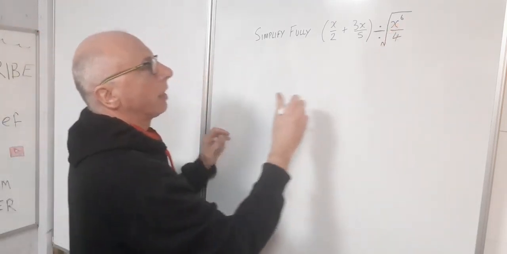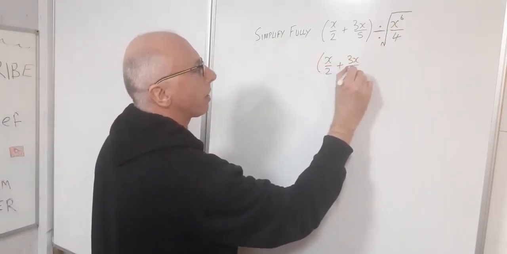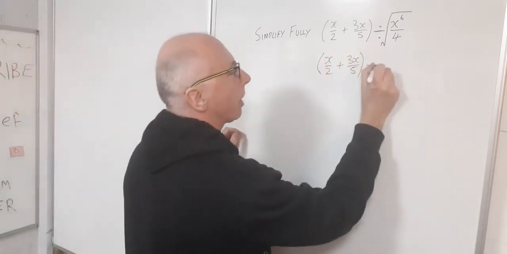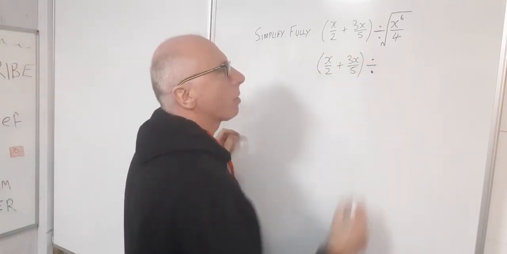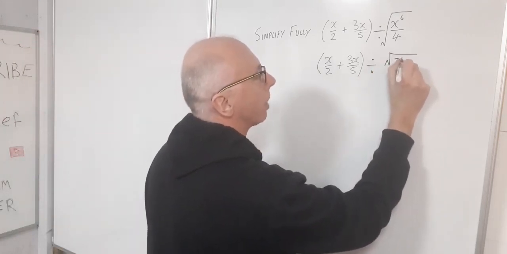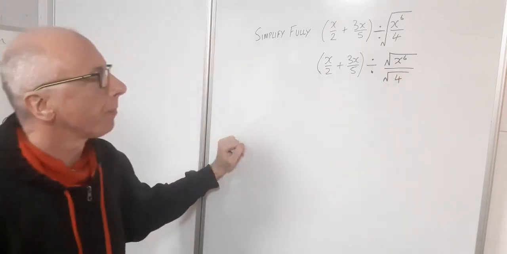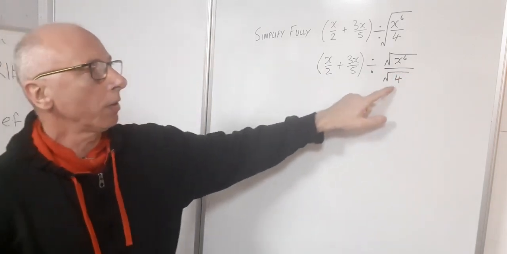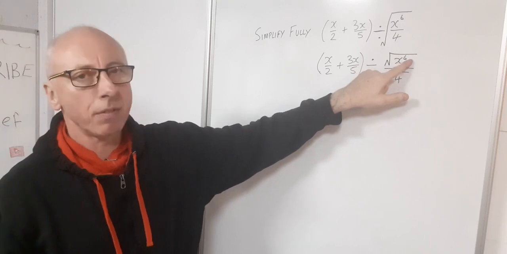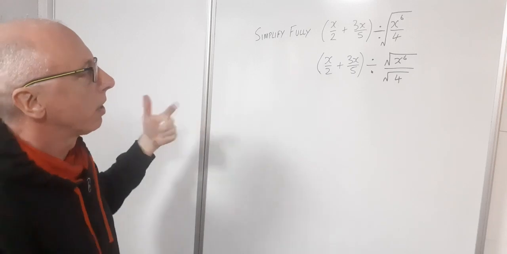So what I could rewrite that as is x over 2 plus 3x over 5. I've not changed anything yet. The divide by sign I can leave. And now this square root, there's a property of square roots which I can use here, and I can write that as two square roots in a fraction. So the square root of x to the 6 divided by the square root of 4. Now I can take the square root of both of these and get rid of my square root sign. So the square root of x to the power of 6 is just x cubed, and the square root of 4 is just 2.